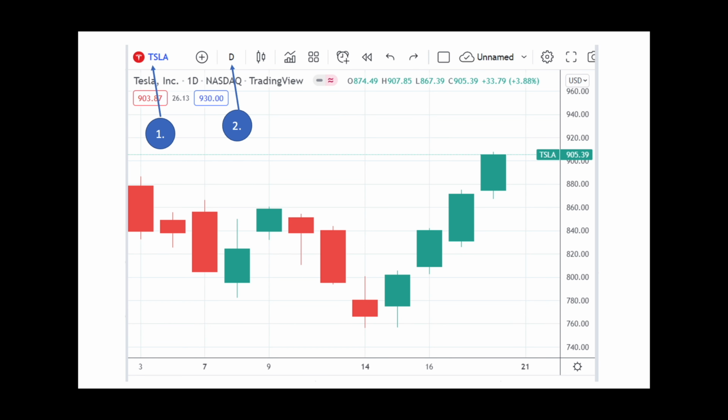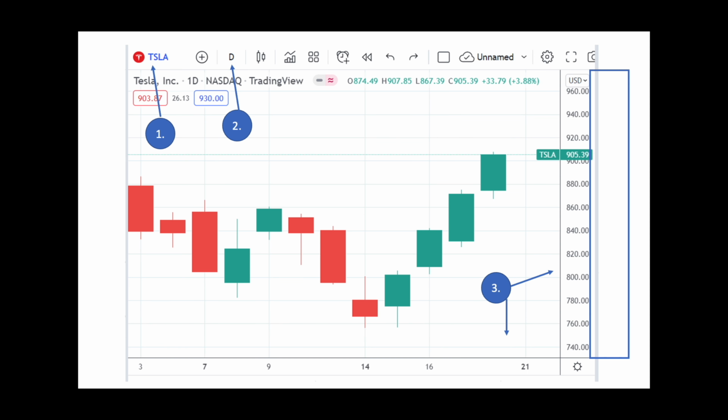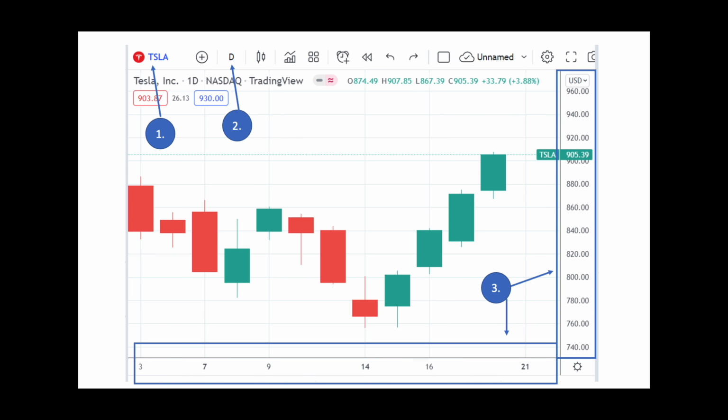The figure here is a daily chart. Each candle represents a day. 3. The axis. The x-axis is time. The y-axis is the price. 4. The candles. Let's discuss these in the next section.